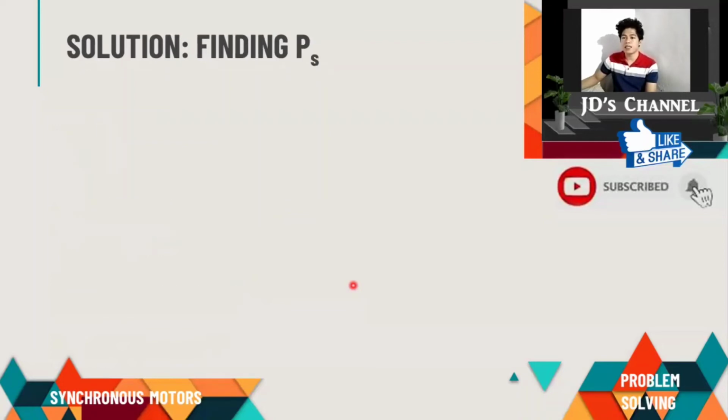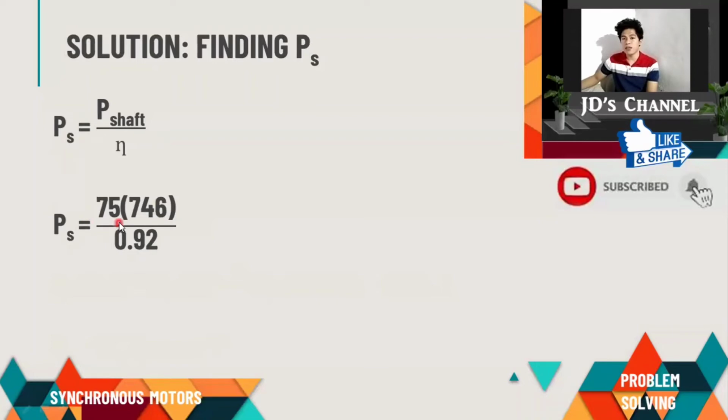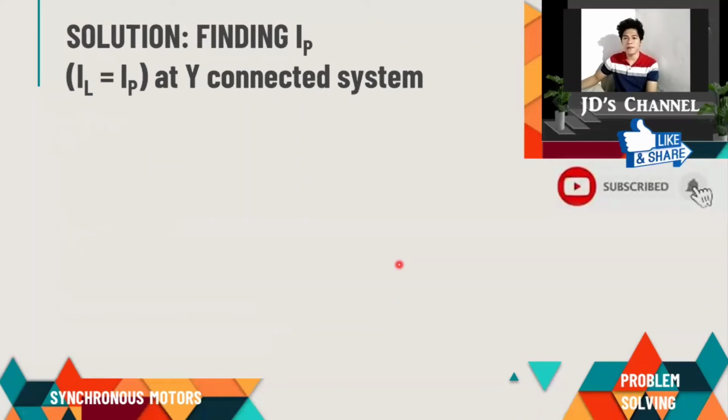So the next one, class, is finding the PS. So PS equals, from our formula for efficiency, they just swapped. So, PS equals the power of the shaft over the efficiency. Let's substitute the values: that is 75 HP for our shaft, multiplied by 746, so from HP we convert to watts, over 0.92. That is our percent efficiency, so it is now in decimal, 0.92. So, the answer would be 60,815.2179 watts.